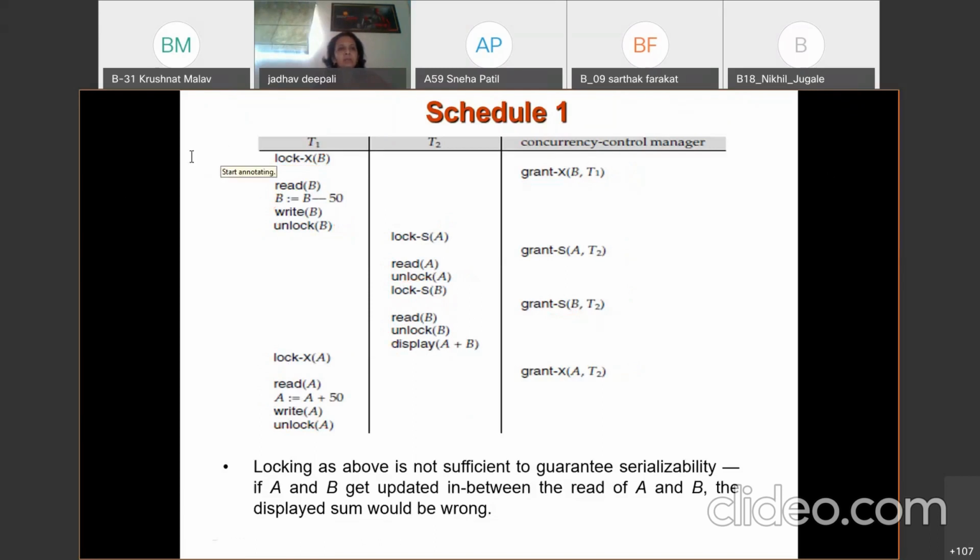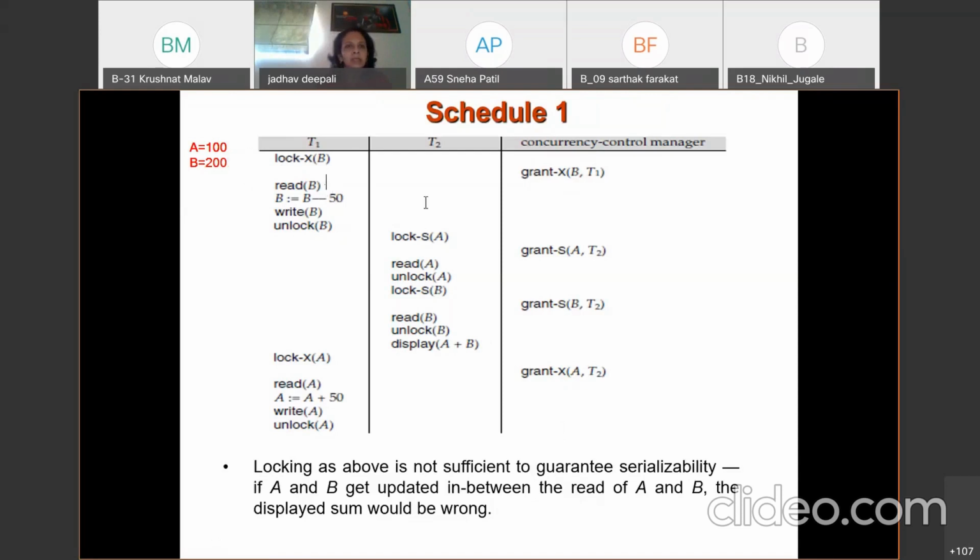So first consider A is equal to 100, B is equal to 200. Here, start with transaction T1, which locks the data item B. We have seen that all these are executed properly. Why? Because no other transaction is using the data item in an incompatible mode, and that's why these are all granted. Now see whether this concurrent execution results in data consistency. For that we consider A is equal to 100, B is equal to 200. Now transaction T1 is requesting an exclusive lock on the data item B, and it is granted.